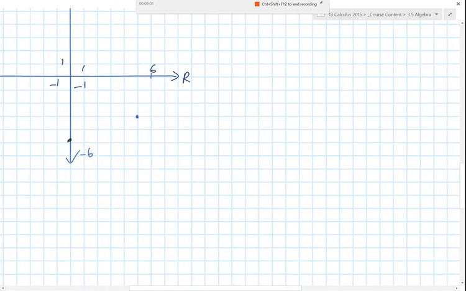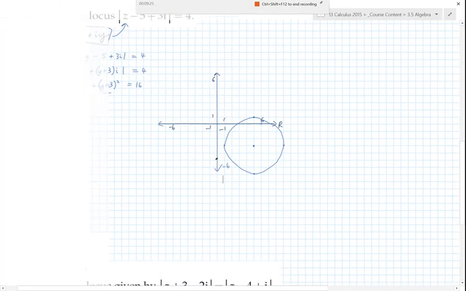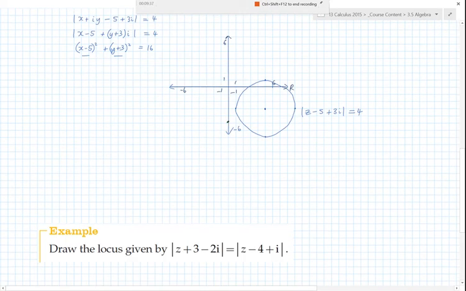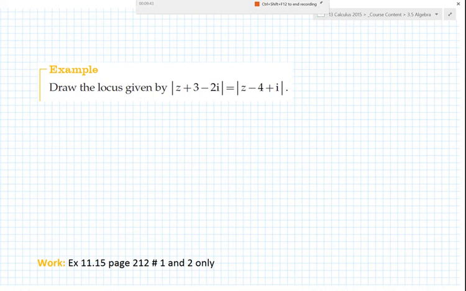Now radius is 4, so from that point we make the radius both sides of 4. And sketch that in as carefully as we possibly can. Now that last bit's a bit poor. There we go. That's what it is. Okay, and we'll just label it as modulus of z minus 5 plus 3i equals 4.